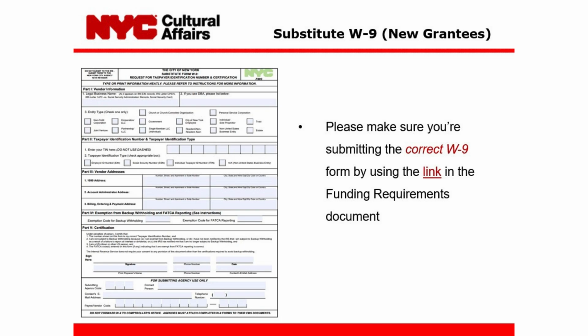This slide only applies to new grantees. If this is your first city grant, you will need to complete and upload a substitute W-9 form to submit your information for the city's financial management system. That form can be found linked on page 3 of the Initiative Funding Requirements document, listed under For New Grantees. Please only use the form found in that link.